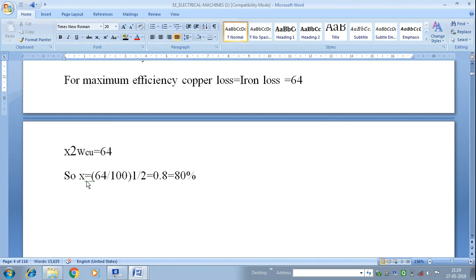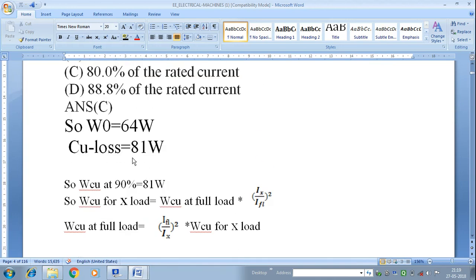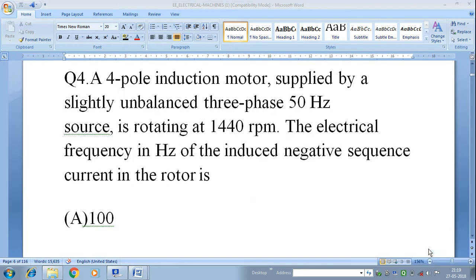Therefore, at 80% of rated current, we get the maximum efficiency. That is, maximum efficiency occurs at 80% of the rated current. Therefore, the correct answer is C, that is your 80% of the rated current. So let us see the next.